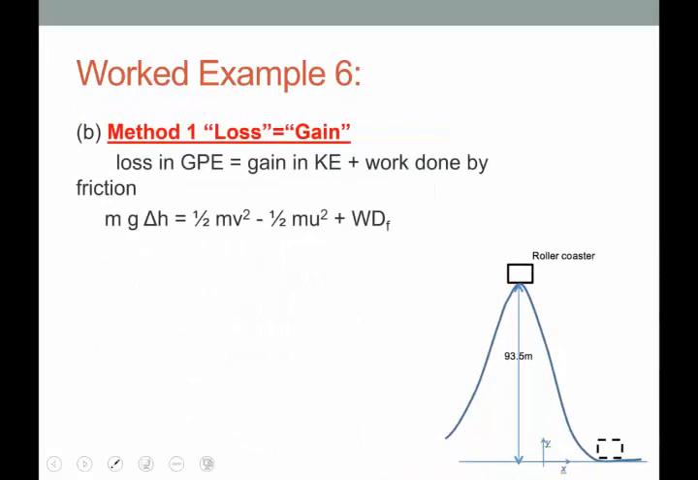Okay, let's look now at the case for part B, where there is friction. Again we use method 1, where the loss is equal to the gain. Whenever you have friction, the loss in gravitational potential energy will be equal to the gain in kinetic energy plus some work done by the friction.